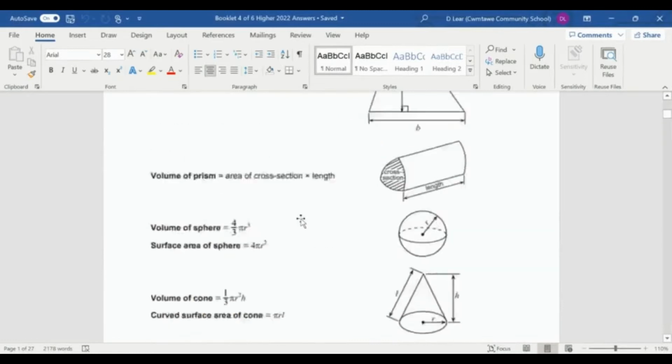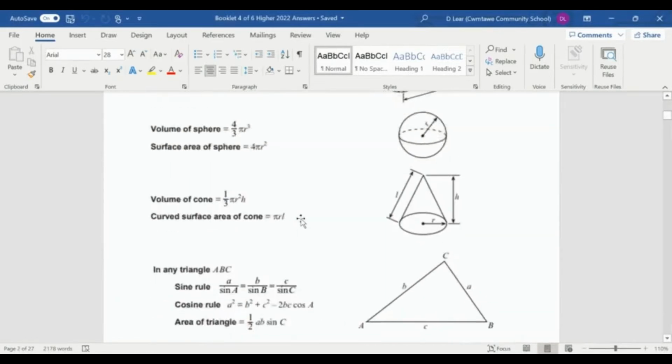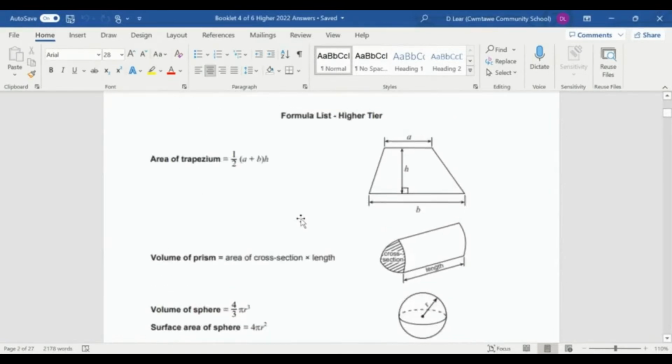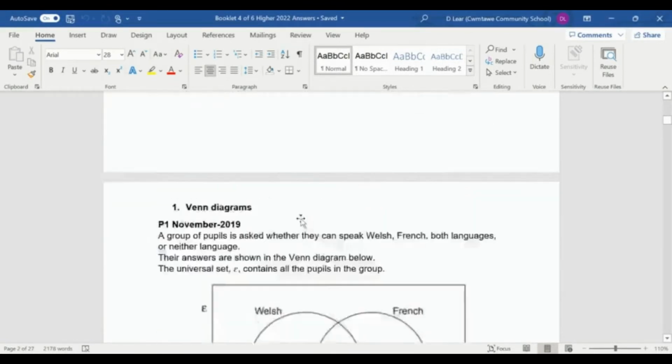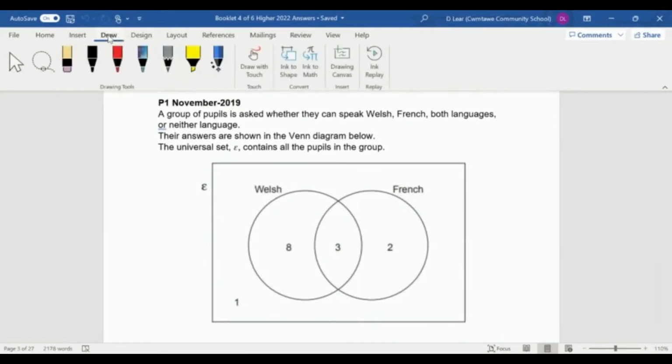Got a formula list in this one for you as well, so just to get used to it. Having said that, I don't think any of the topics here are going to use any of these formulas, but just to familiarize yourself with it. So what a Venn diagram looks like is this. Yeah, you can see here. Okay. What I want to pick.